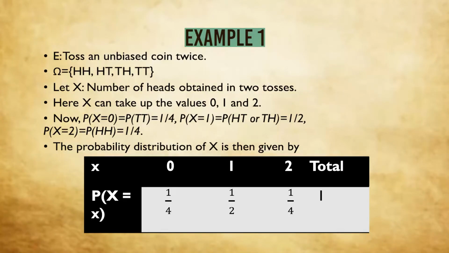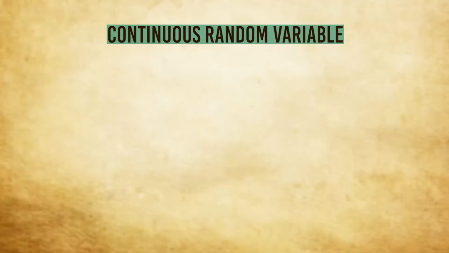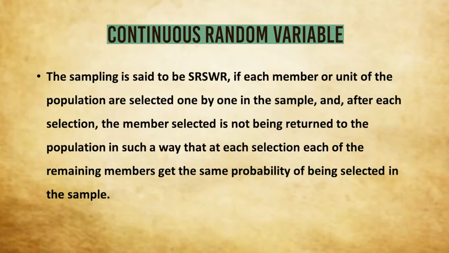Remember, we always denote random variables with uppercase letters, capital X, capital Y, capital Z, etc., and their values with the corresponding lowercase letters. So, when we talk of a discrete random variable, the question of a continuous random variable comes up. As I hinted earlier, a continuous random variable is such a random variable which can take up uncountably infinite number of values within its range of variation.